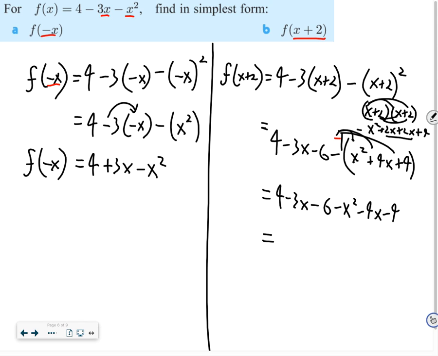Okay, so my constants, I have a 4, a negative 4, and a 6. The 4's cancel out, and I'm left with a minus 6. Now my x terms, I have a minus 3x, a minus 4x, so I'm left with a minus 7x. And I look for my x squared terms, I have just minus x squared. Okay, so I can see that f of x plus 2 is equal to negative 6 minus 7x minus x squared.